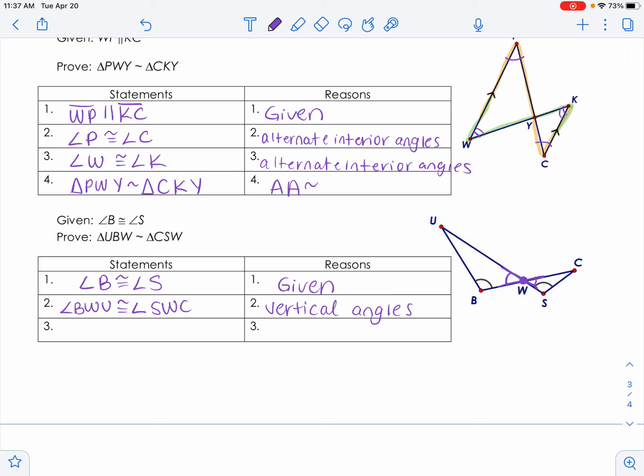All right, and so the last statement is what we want to prove, that triangle UBW is similar to triangle CSW. And the way that we can prove it is by angle-angle similarity. Since in lines 1 and 2, we've shown we have two pairs of congruent angles.